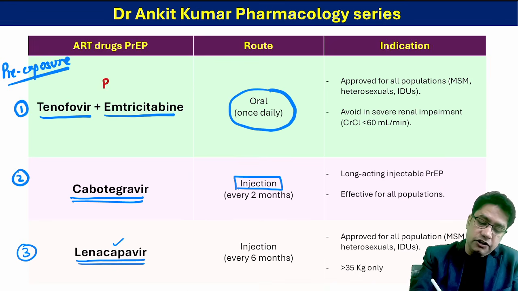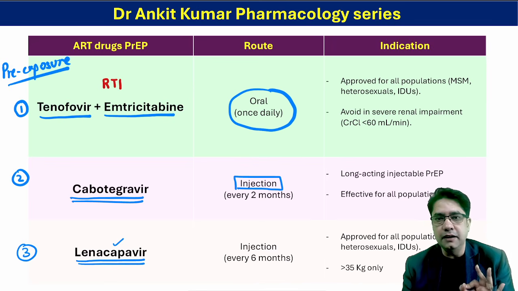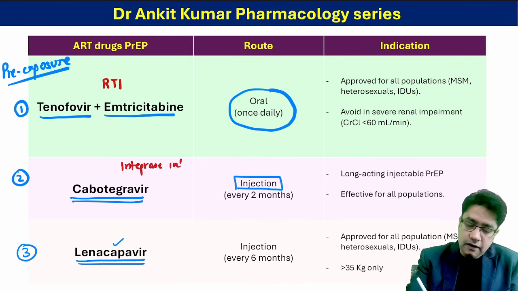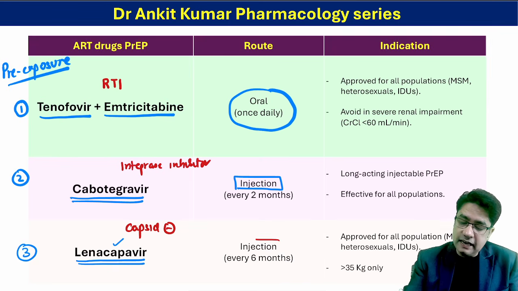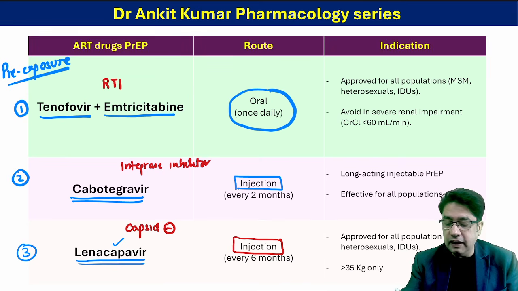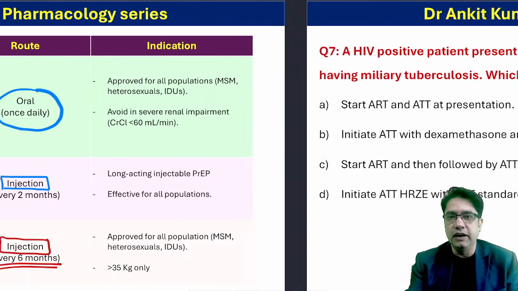The first combination is known as RTI, reverse transcriptase inhibitor drugs. Cabotegravir is an integrase inhibitor, the word gravir is coming in it. While lenacapavir, the word cap is coming, is a capsid inhibitor. And the good thing about lenacapavir is it is given as an injection only twice a year, that means once every 6 months. So these are the three drugs given for pre-exposure HIV prophylaxis.